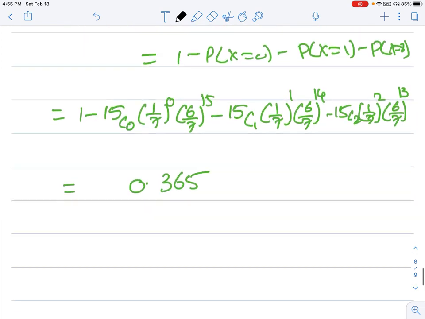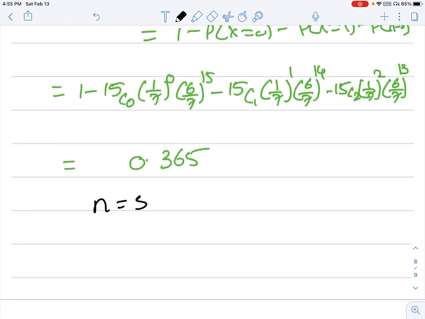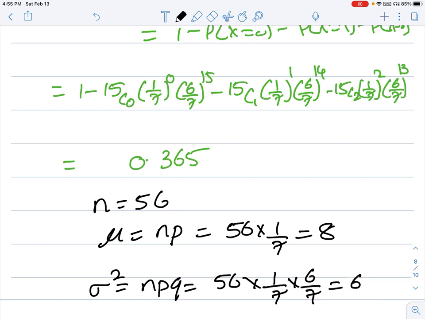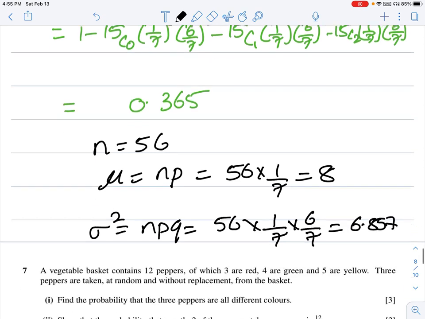So I have n is equal to 56. So find mu. Mu is np. N is 56. Probability of success is 1 upon 7, so mu is 8. Sigma square is equal to npq, which is 56 times 1 upon 7 times 6 upon 7, which becomes 6.857.